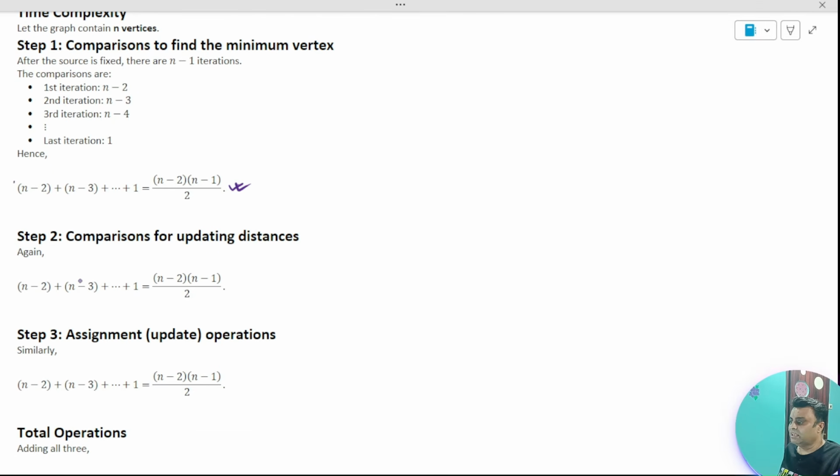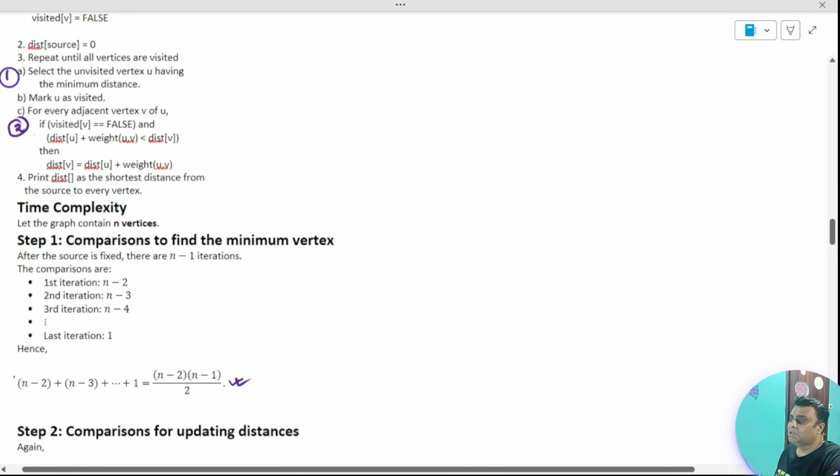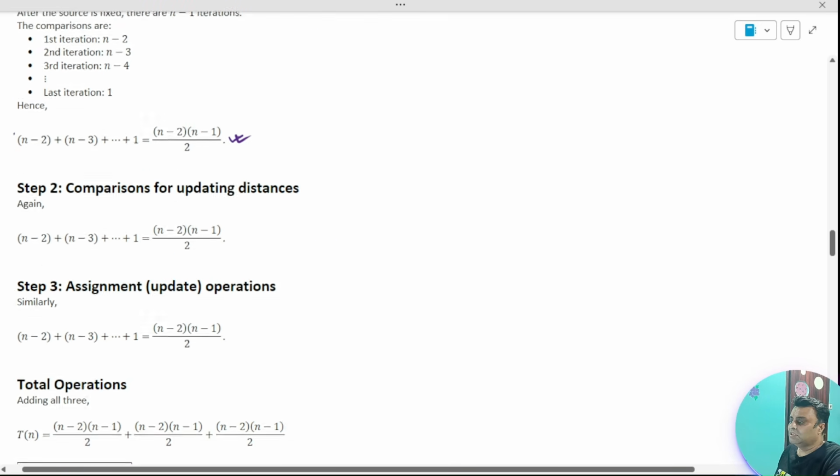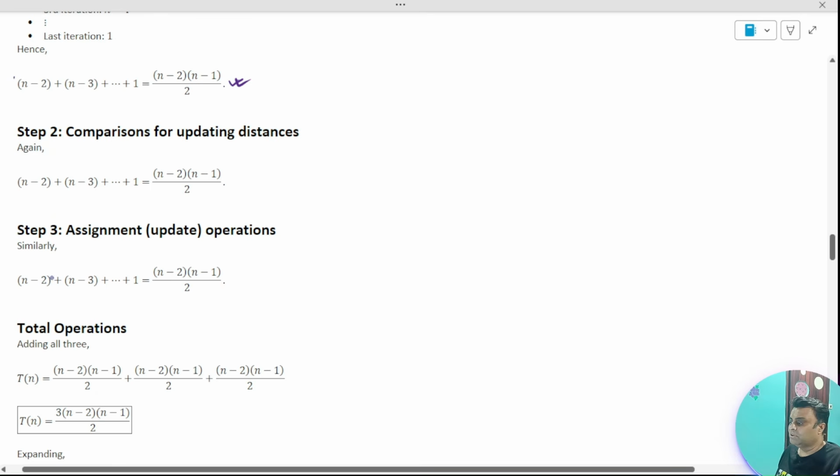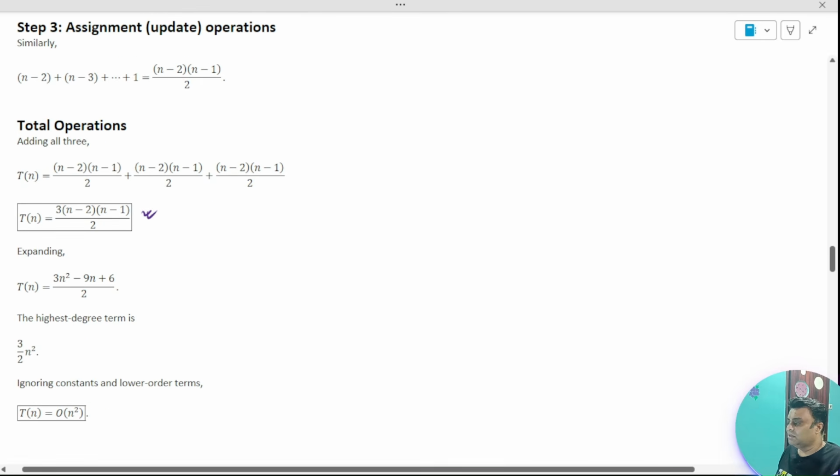That is, for comparing the distances also, we are actually going to compare with only the vertices which we have not gone to, right? The first time we would have not gone to n minus 2 vertices, the second time we will have not gone to n minus 3 vertices, and so this if comparison will also be taking that amount of time. And then we will have to do this, which is the assignment or the update operation, which will also take the same amount of time, and hence your total operation is 3 times of this. And if you do this asymptotically, you will get 3 by 2 n square, which is order of n square. This is the time complexity of the Dijkstra algorithm.